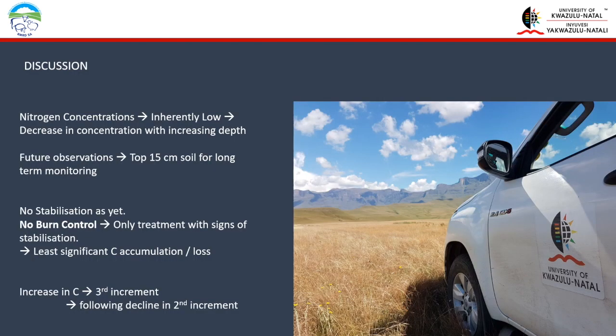The results of the study highlight the importance of timing of burns in grasslands. Mesic grassland is inherently low in nitrogen, decreasing in concentration with increasing depth. The top 15 centimeters of soil show greatest carbon stocks and variation among treatments. This may be due to available nitrogen in the topsoil layers.